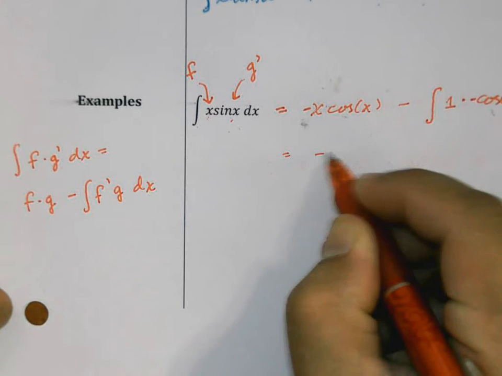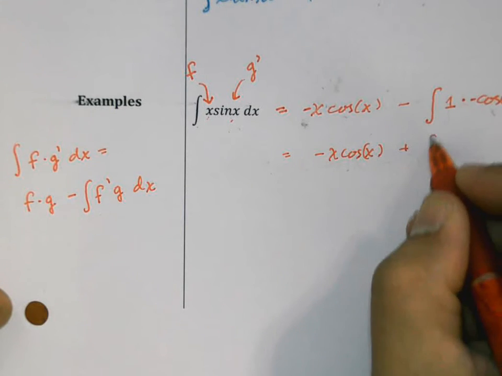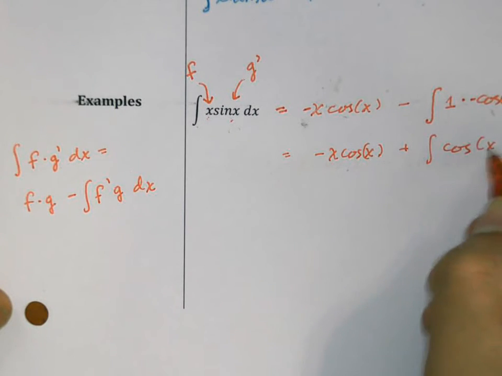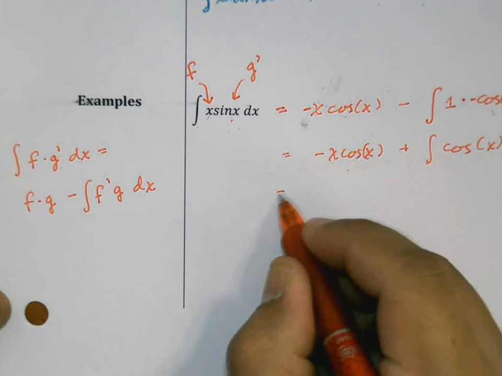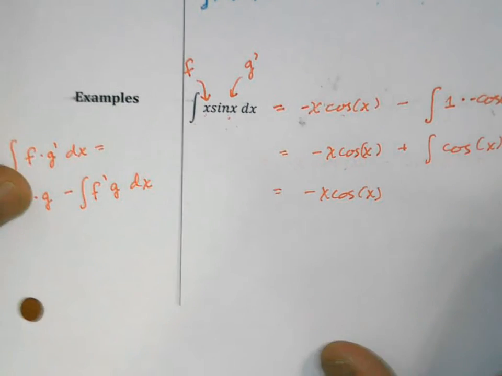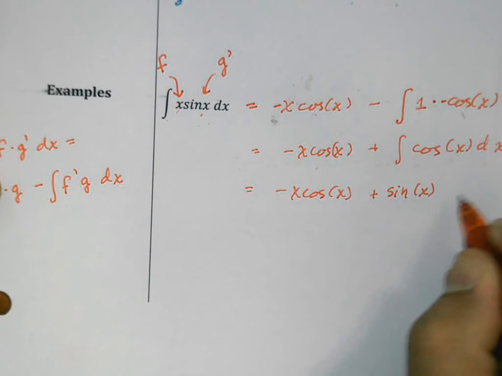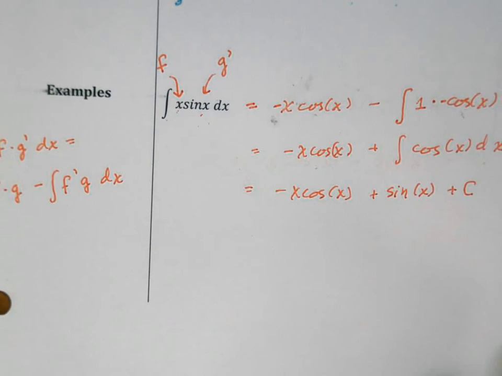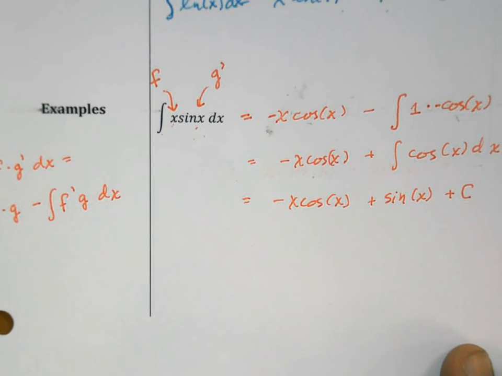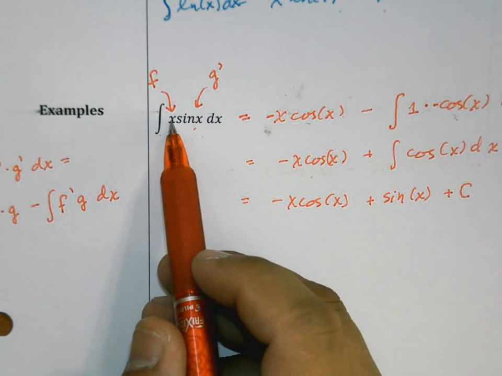Okay, so just a little bit of simplifying. We have a negative and a negative here, so that can become a plus. So this is negative x cosine of x plus the antiderivative of cosine dx, which is just sine, and plus some constant.